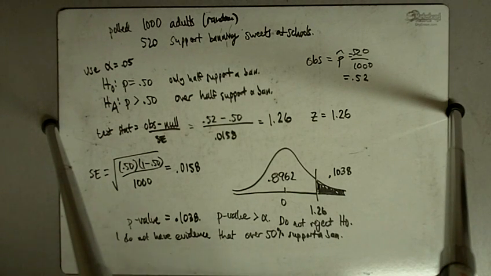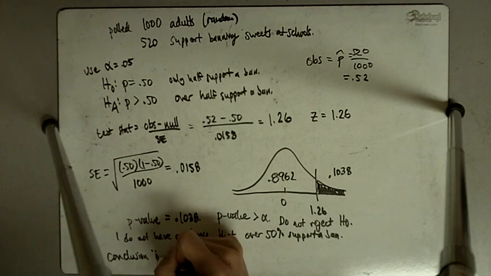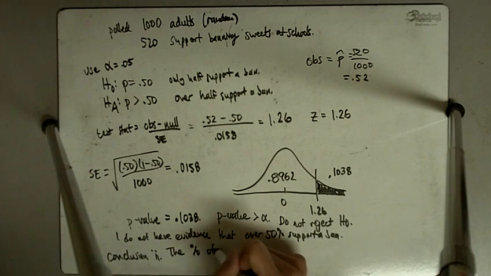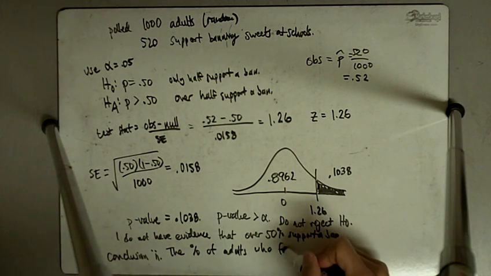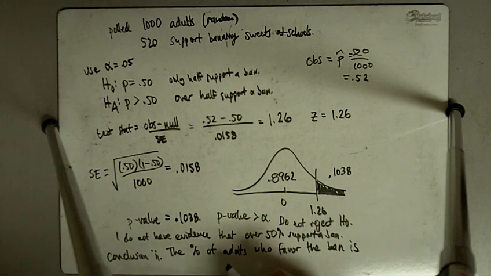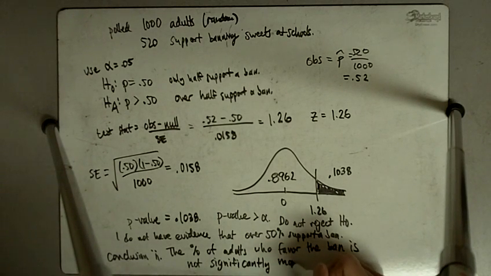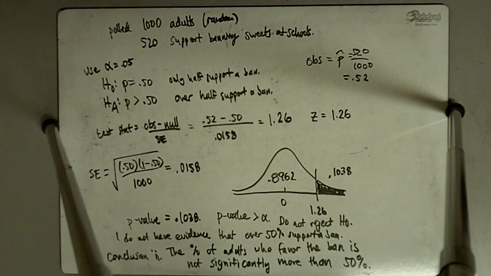And so I agree with conclusion 2, which states the percentage of adults who favor the ban is not significantly different or significantly more than 50%. So that is the conclusion that we come to.